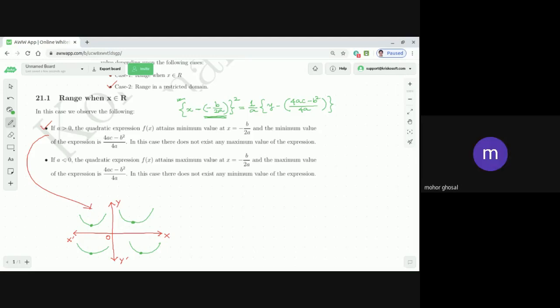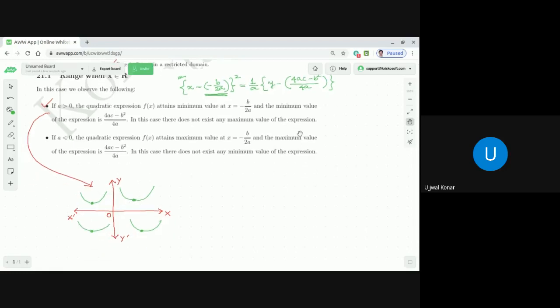Yes. Yes, sir. Good. Now the next point is that when a is less than 0, if you recall, dear students, what I said, when a is less than 0, what are we going to get? Let me study the curve here. What we get is that the parabolic curve is flipped downwards, correct, dear students?